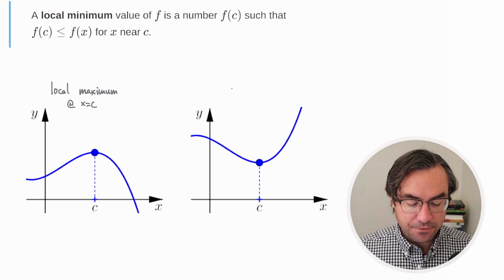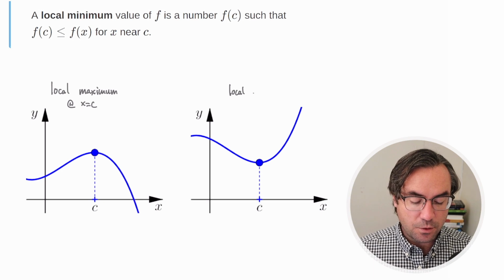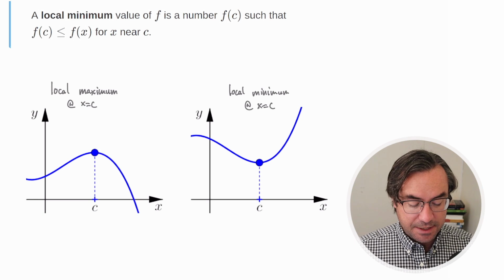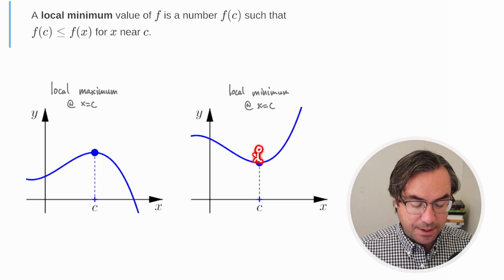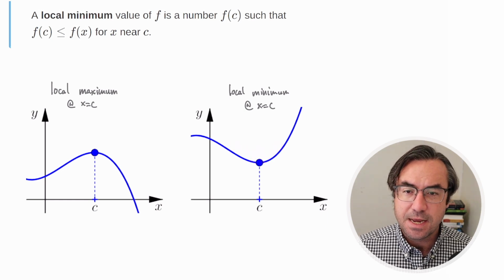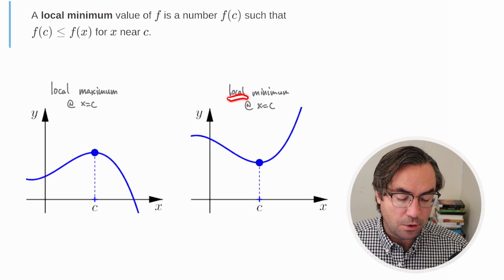And for the other curve, this is an example of what a local minimum would look like at x equals c. A way to think of a local minimum is if you were standing at that point, it's uphill in both directions. Now, this word local, what does that mean?